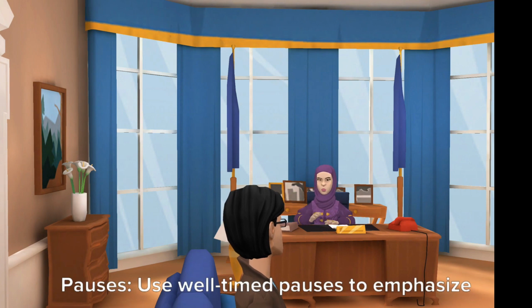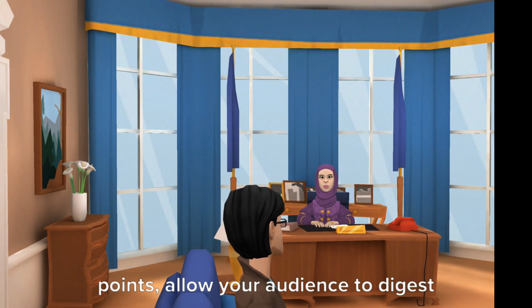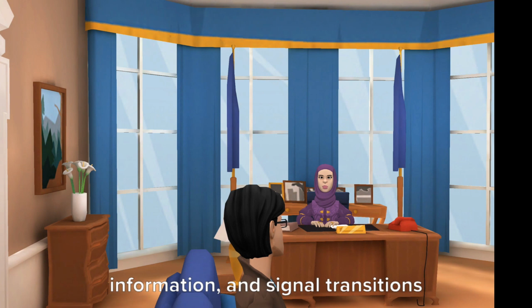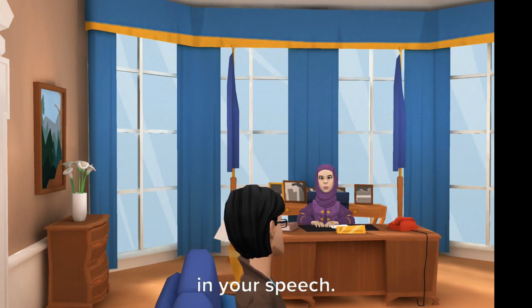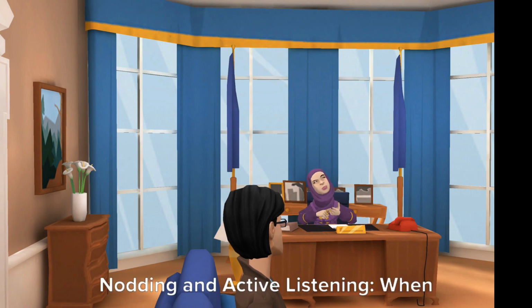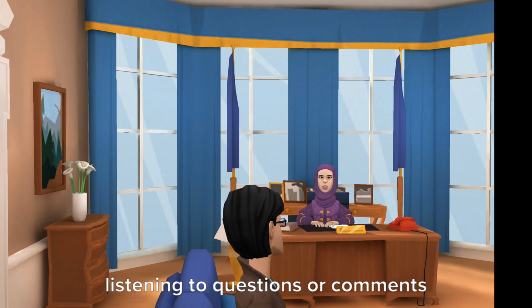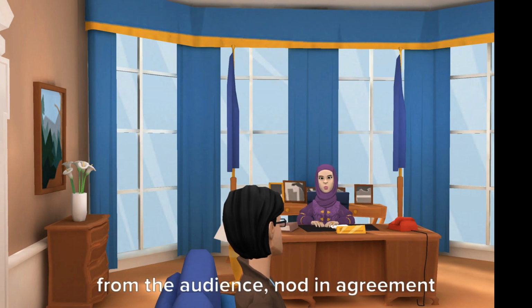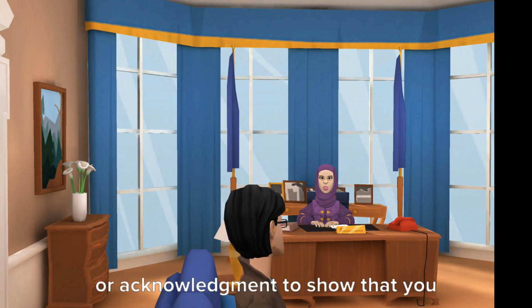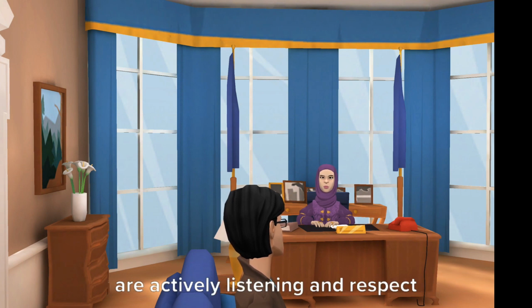8. Pauses. Use well-timed pauses to emphasize points, allow your audience to digest information, and signal transitions in your speech. 9. Nodding and active listening. When listening to questions or comments from the audience, nod in agreement or acknowledgement to show that you are actively listening and respect their input.